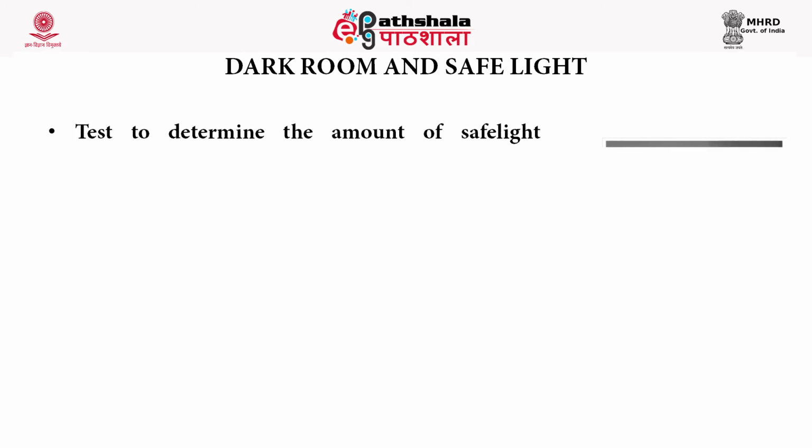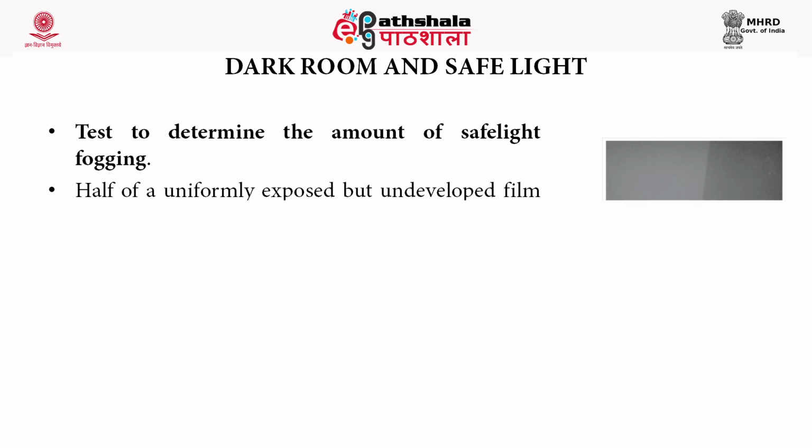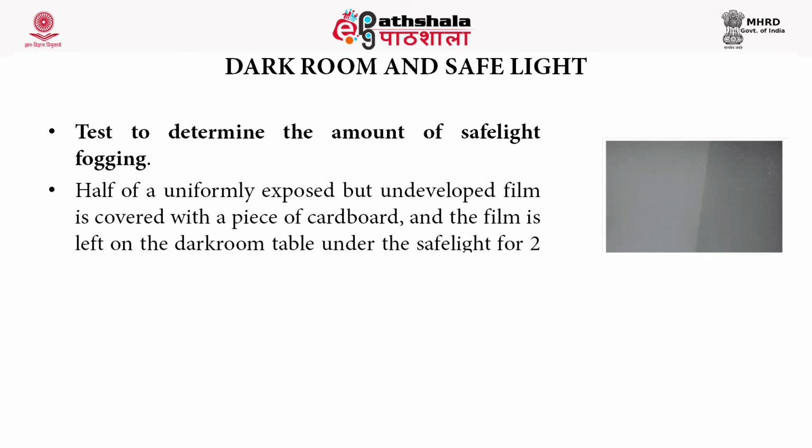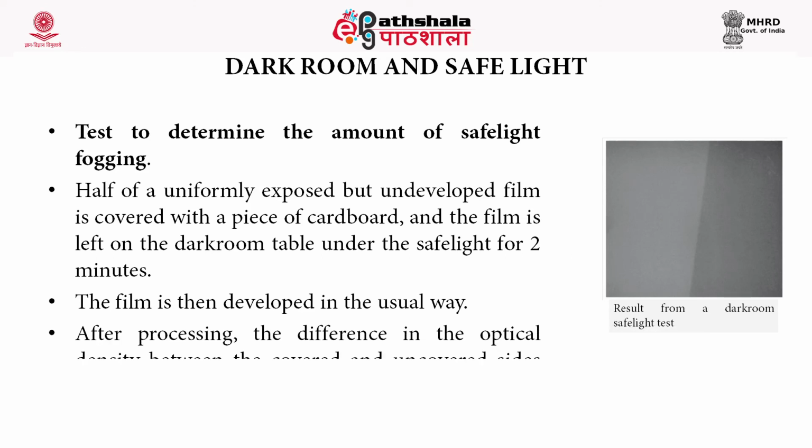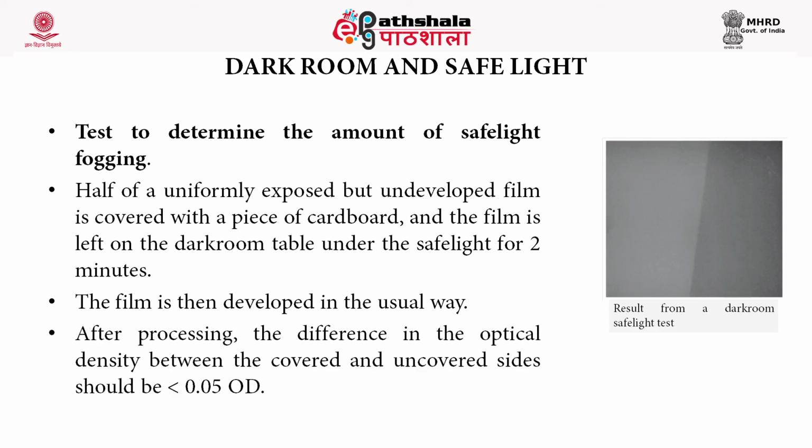A test can also be performed to determine the amount of safe light fogging. Half of a uniformly exposed but undeveloped film is covered with a piece of cardboard and the film is left on the darkroom table under the safe light for 2 minutes. The film is then developed in the usual way. After processing, the difference in the optical density between the covered and uncovered sides should be less than 0.05 optical density.